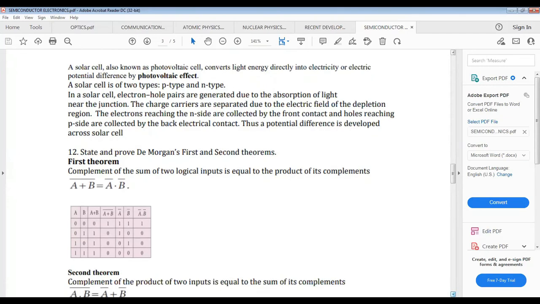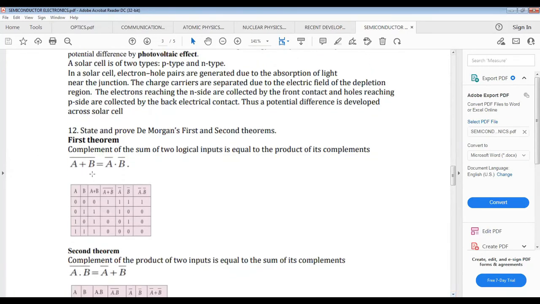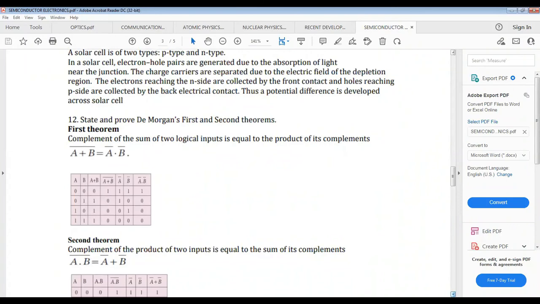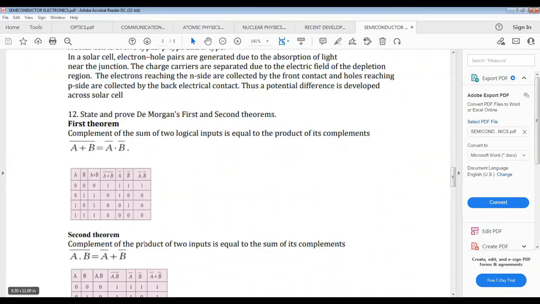Coming to your second De Morgan theorem, instead of plus, you write dot, and instead of dot, you write plus. So the complement of the product of the two inputs is equal to the sum of the complements. What is this, A dot B? A dot B is an AND gate. When it is given to a NOT gate, it is a NAND gate. So this is the NAND gate, and that is your NOR gate. So A bar plus B bar.